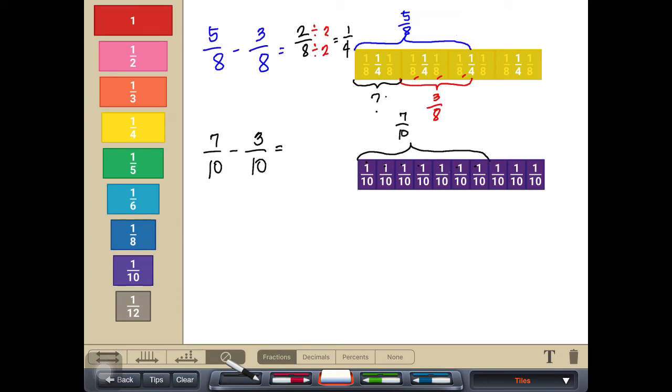and then subtract 3/10 from it. That's 1, 2, 3. Subtract 3/10, and what we have left here would be our answer. So 7 minus 3 would be 1, 2, 3, 4/10.